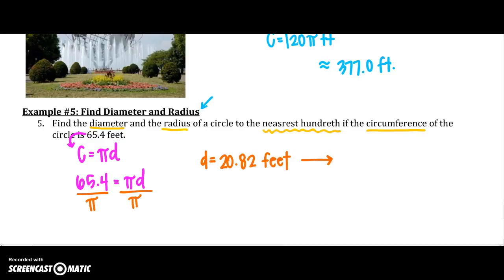So after you get that, we know that our diameter equals 2 times our radius. So I'm going to put 20.82 equals 2r. So I'm going to divide both sides by 2. So my radius is going to equal 10.41.